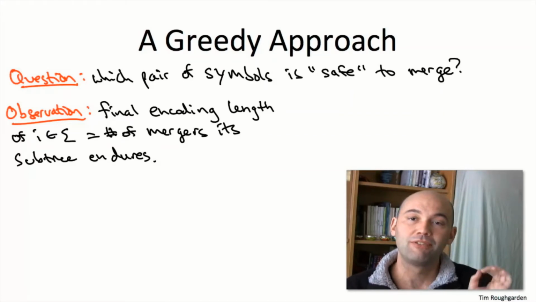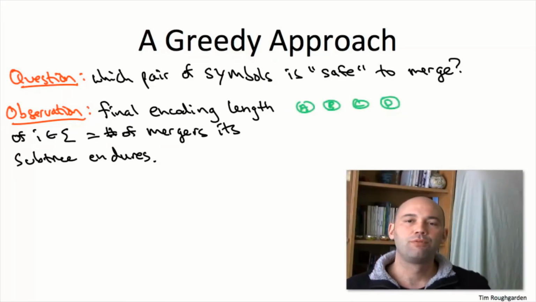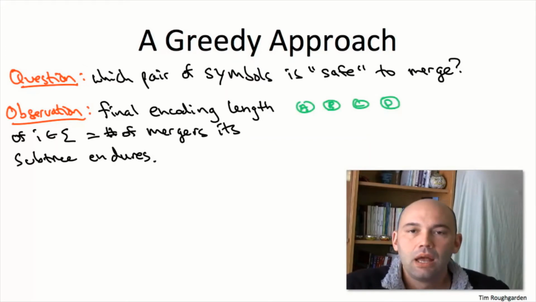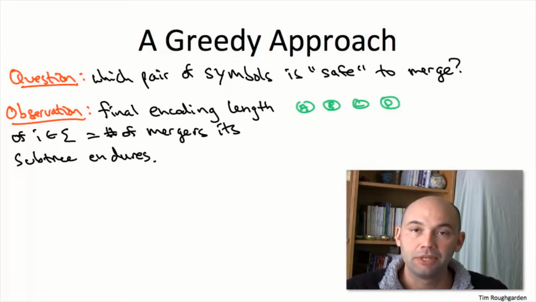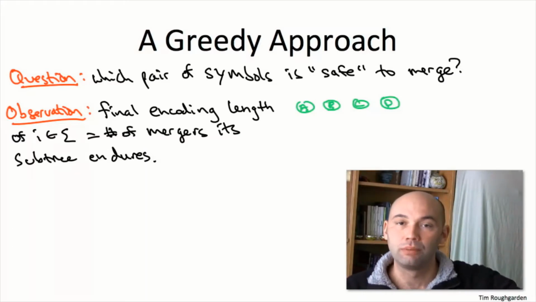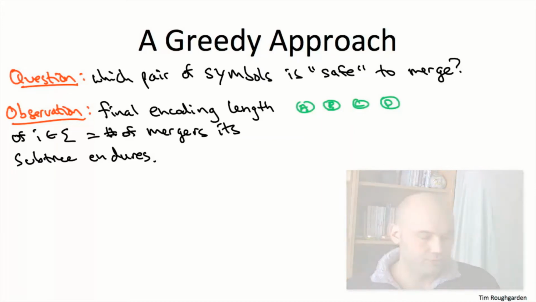I think this will become even more clear if we look at an example. So naturally, we'll use our four-symbol alphabet A, B, C, D. And initially, before we've merged anything, each of these is just its own leaf, A, B, C, D. So there's no internal nodes above them. In a sense, everybody's encoding length at the beginning is 0 bits.